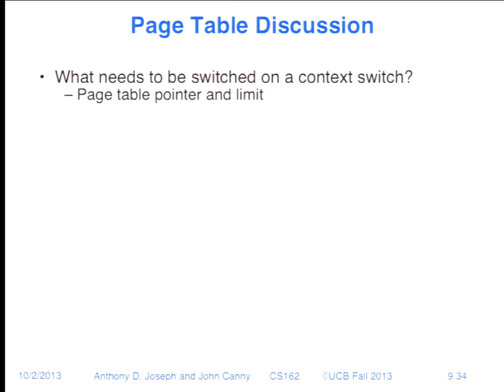So on context switching, the idea is to do the minimum amount of work. Typically that means not trying to switch the table, but simply switching the pointer and potentially the limit, so that process A goes out and process B comes in. Process B will have its own page table pointer and limit in its process control block, and we'll assume that that table is still in memory, and then it'll just keep on going because the state should be the same as from before.